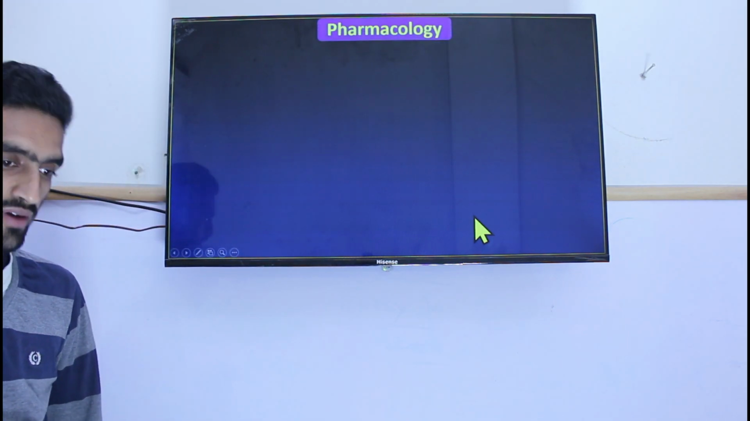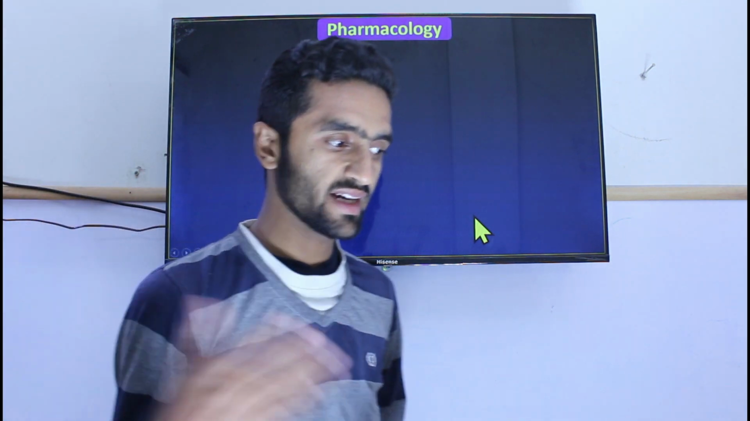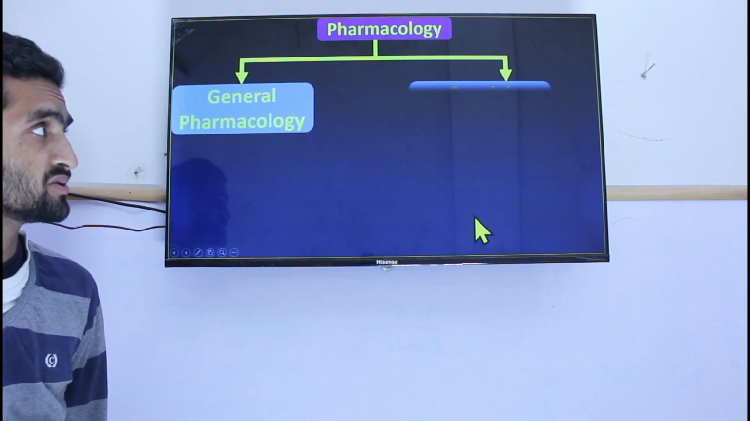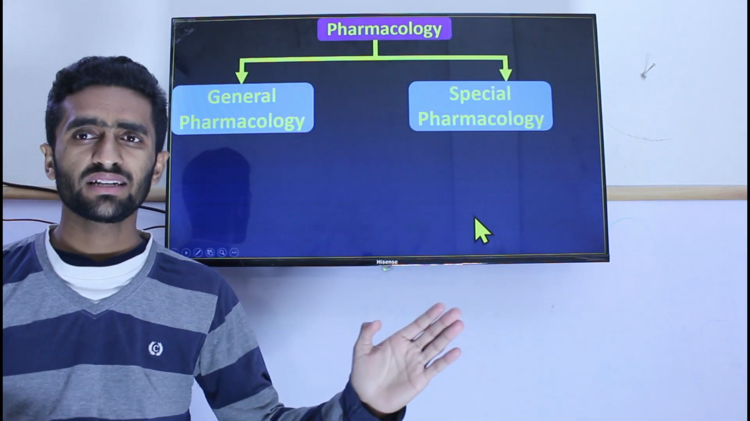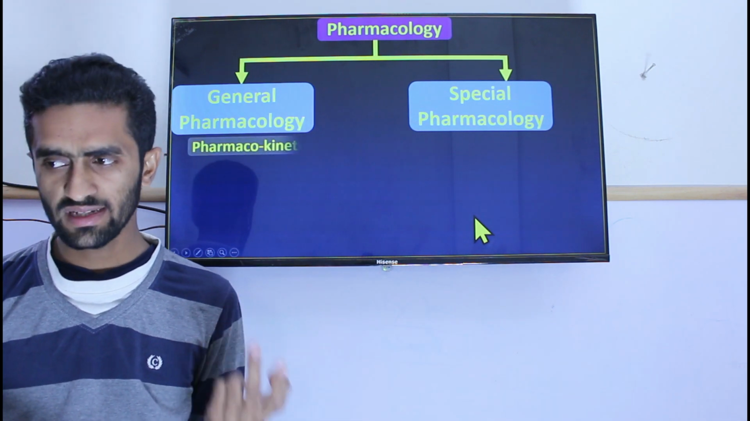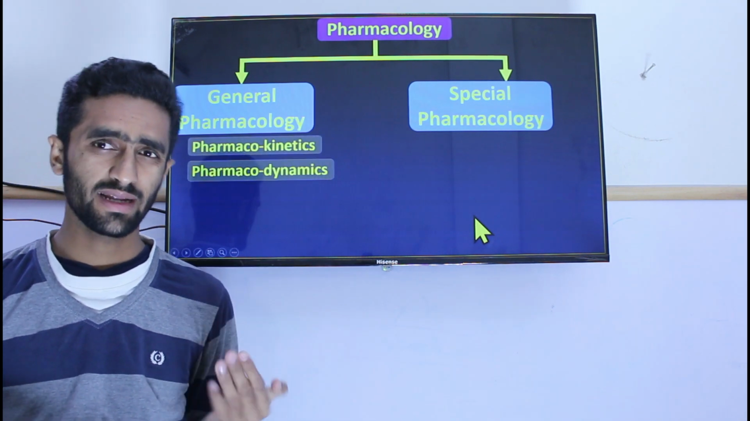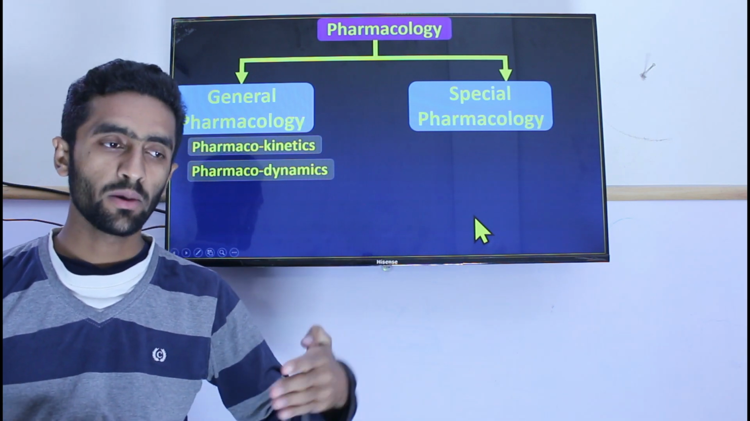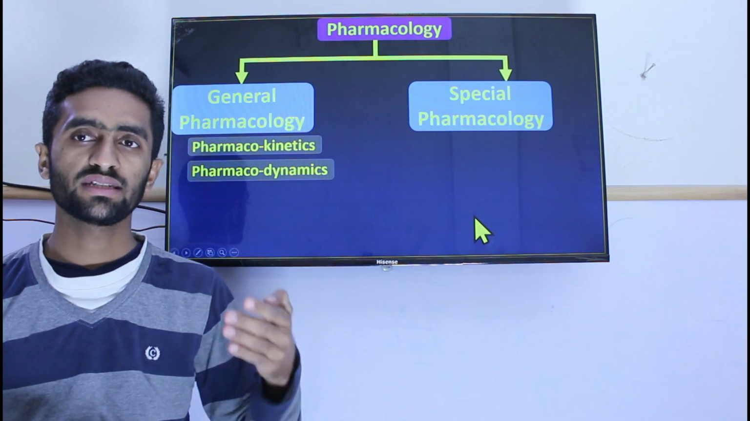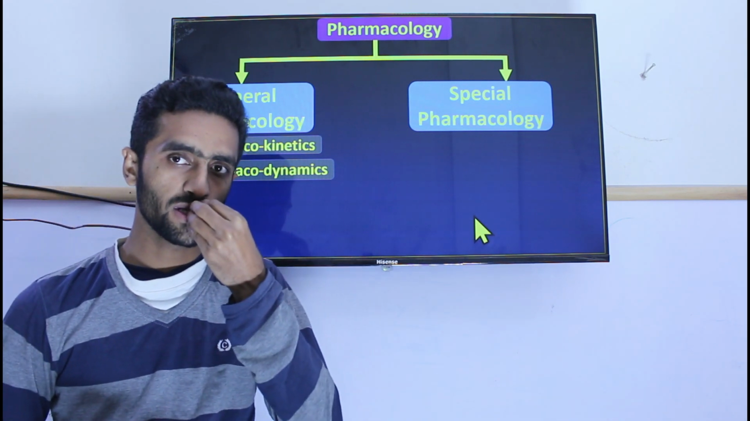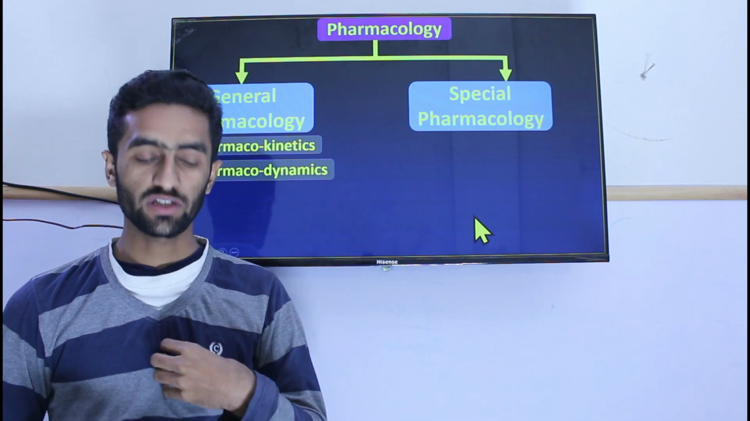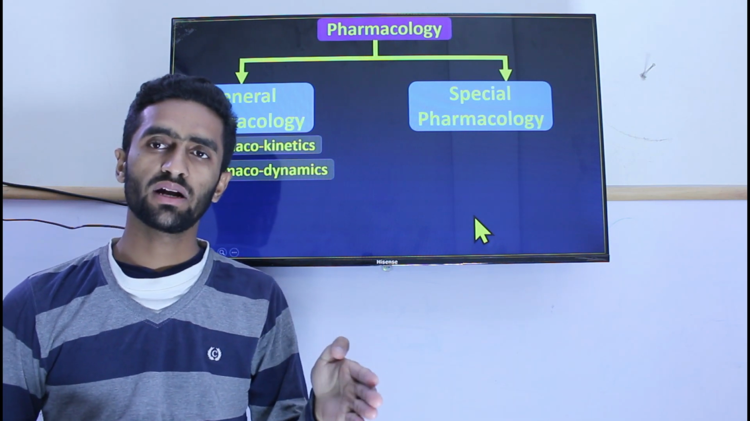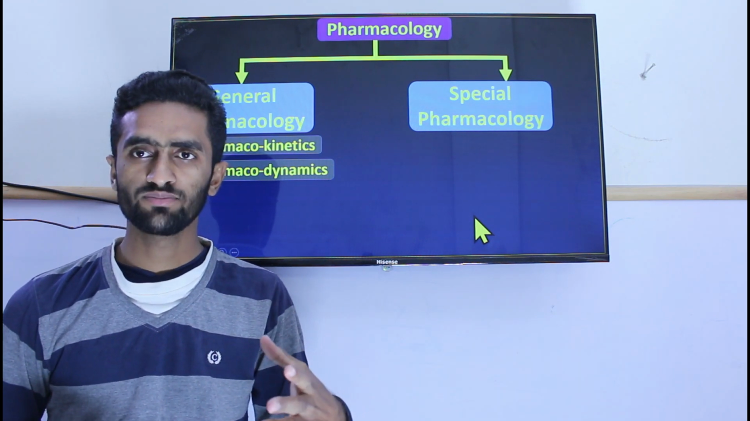Now let's come to pharmacology, which is the study of drugs. We divide it into general pharmacology and special pharmacology. General has two parts: pharmacokinetics and pharmacodynamics. Pharma means drug, kinetics means movement, so the movement of the drug. You can say the drug is moving from my mouth, going into the esophagus, the stomach, the intestine, absorbing into the blood and distributing throughout the body. This is the movement of the drug.